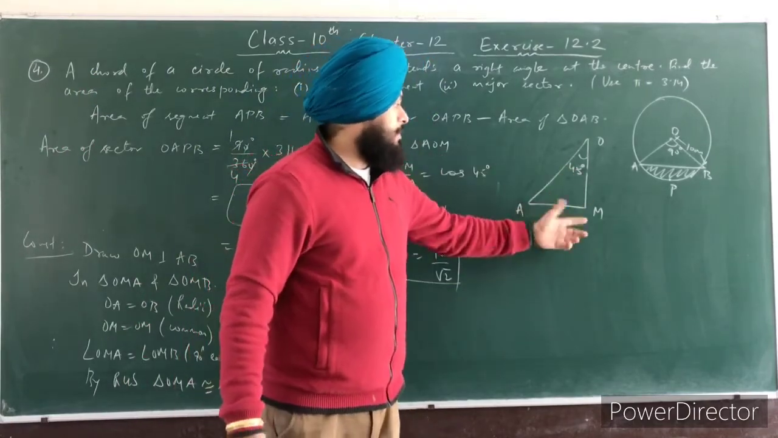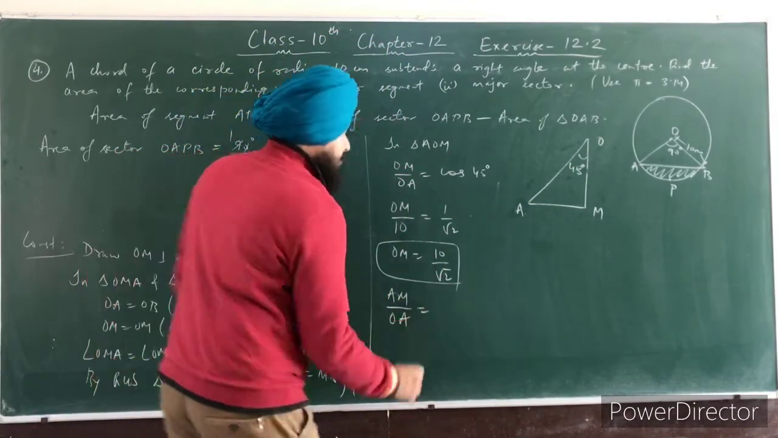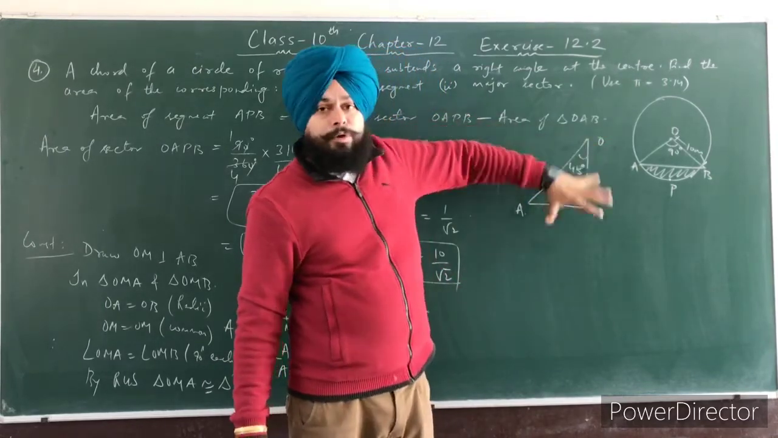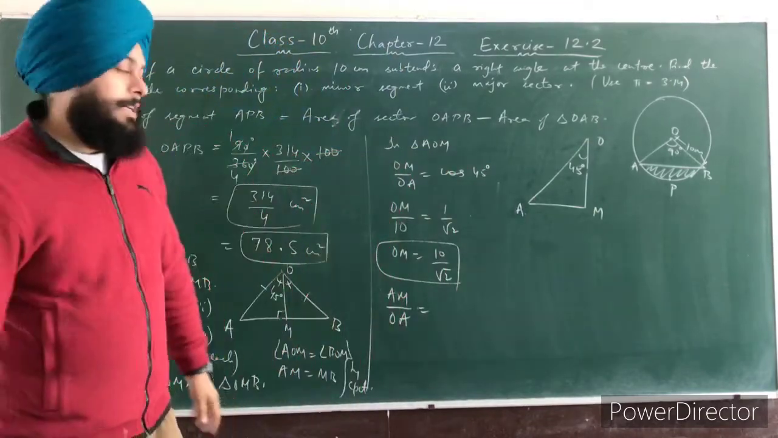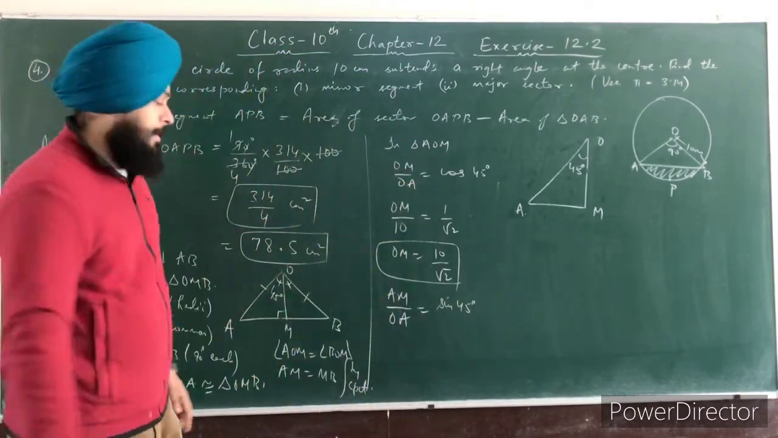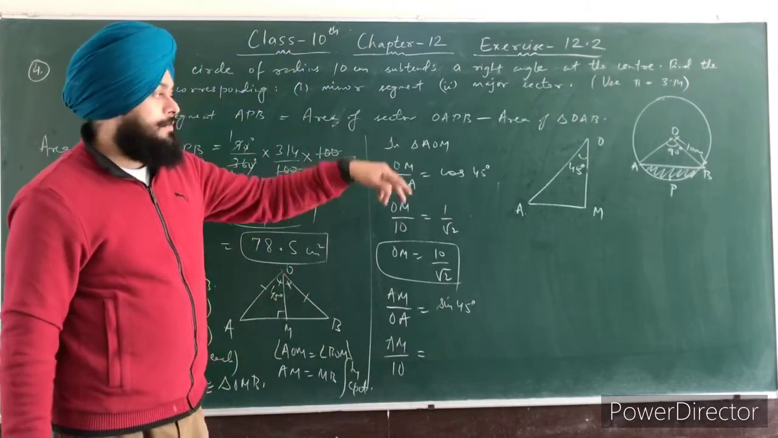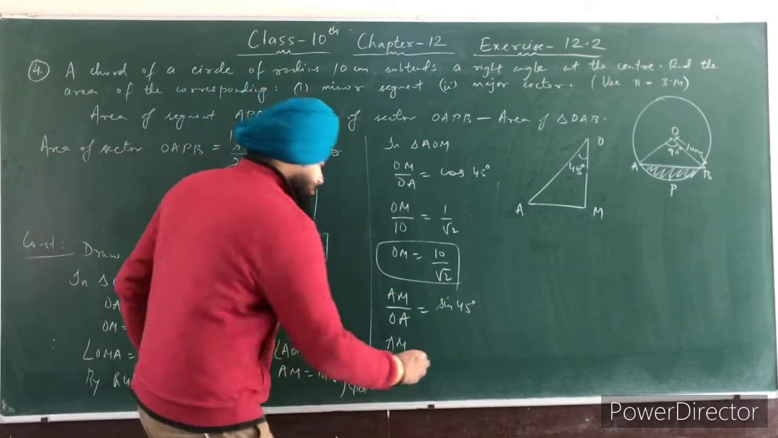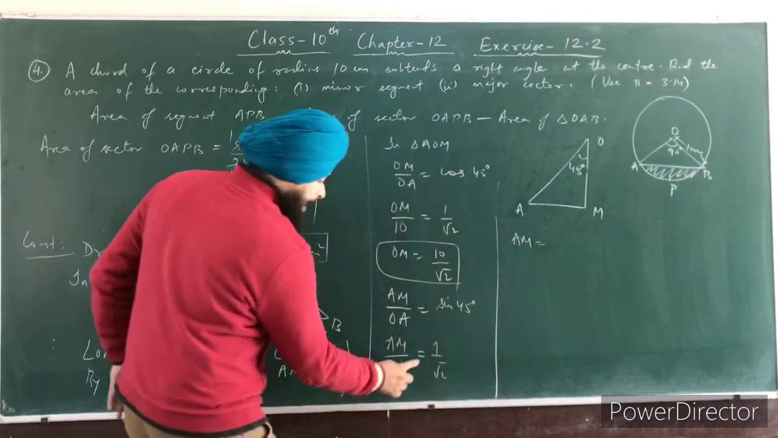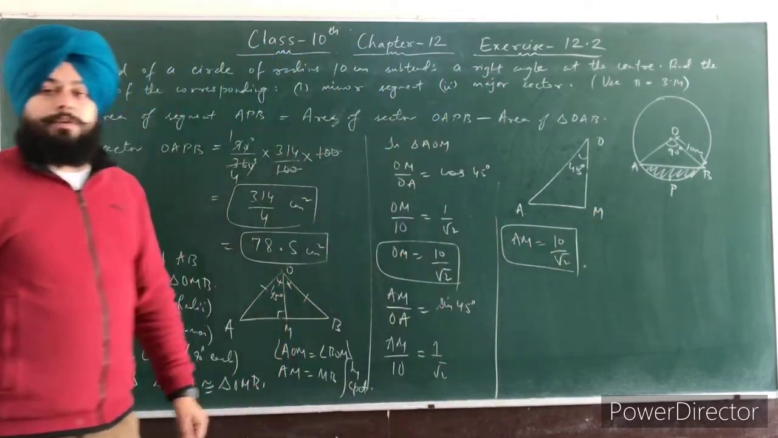AM is the perpendicular of this triangle AOM, so AM over OA, perpendicular over hypotenuse, is sin theta. Theta is 45 degrees. OA is again 10 because it is the radius of the circle, and sin 45 is 1 over root 2. So AM is equal to 10 over root 2.